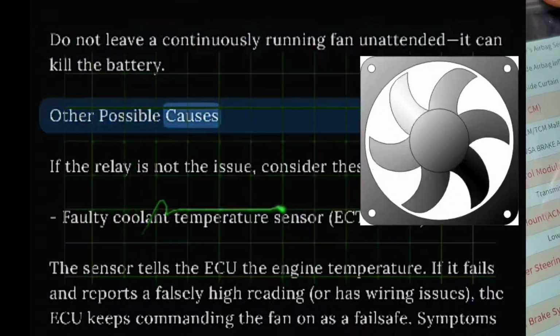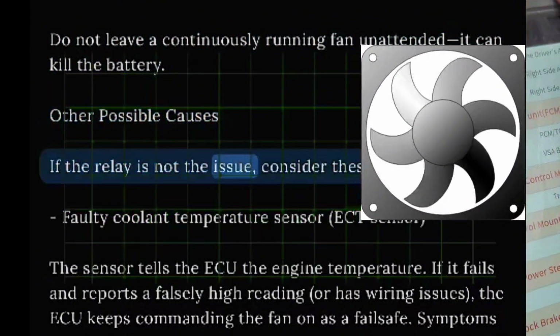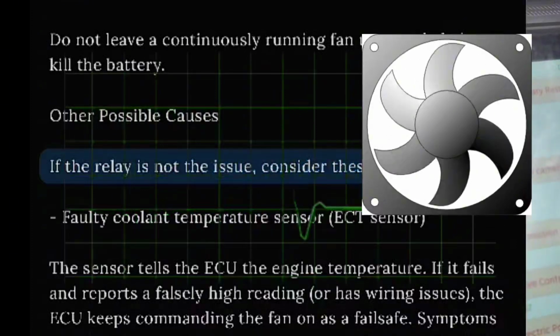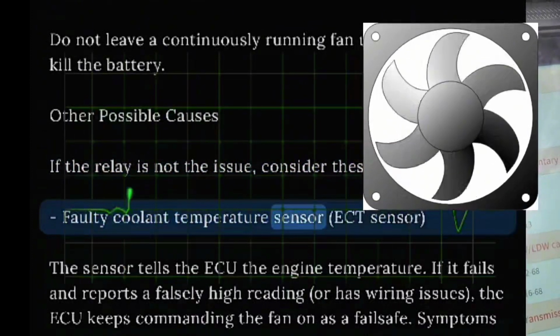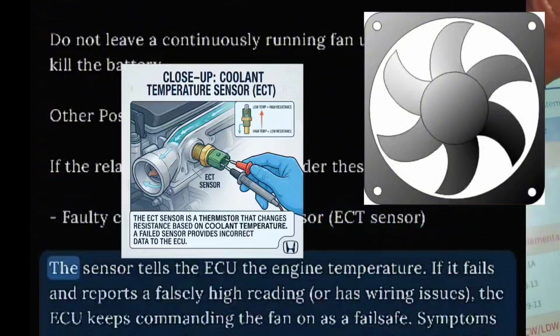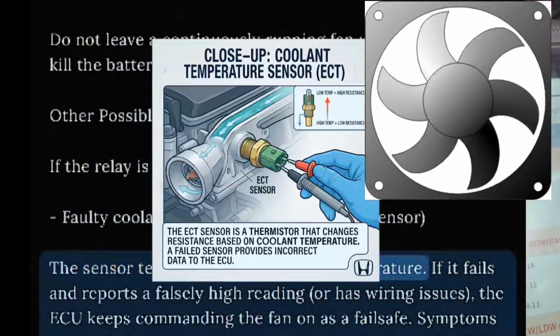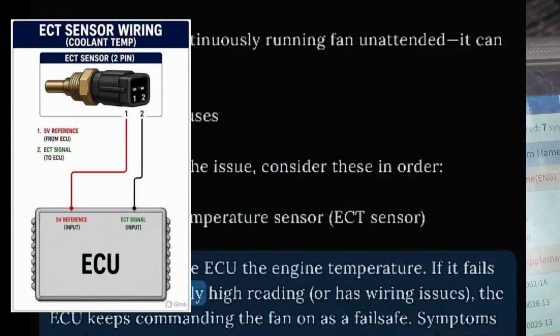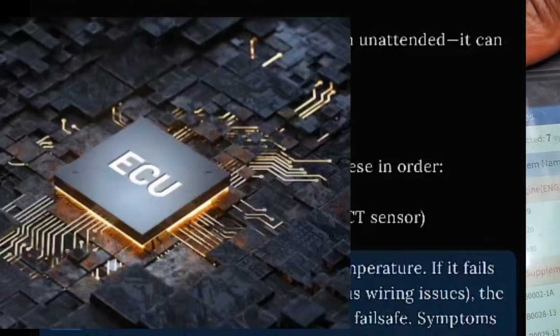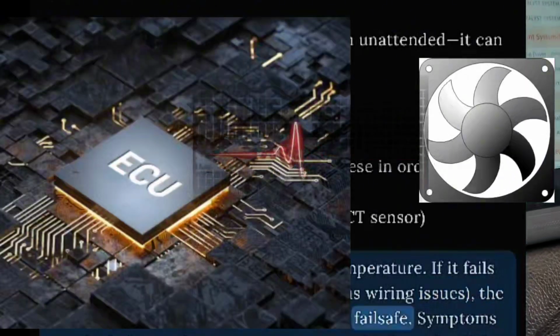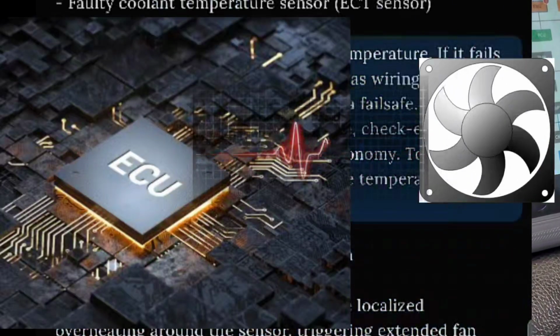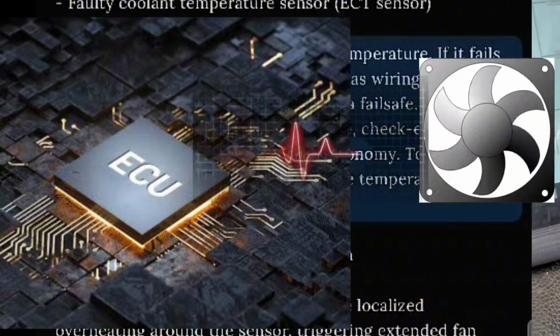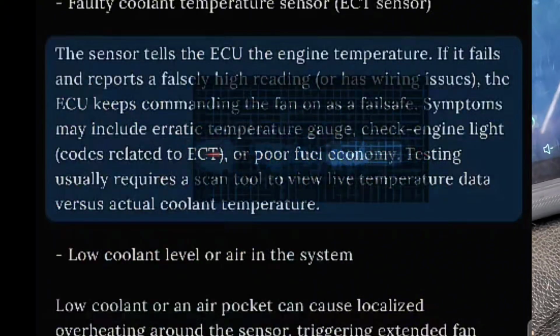Other possible causes, if the relay is not the issue, consider these in order. Faulty coolant temperature sensor, ECT sensor. The sensor tells the ECU the engine temperature. If it fails and reports a falsely high reading or has wiring issues, the ECU keeps commanding the fan on as a failsafe. Symptoms may include erratic temperature gauge, check engine light, codes related to ECT, or poor fuel economy.